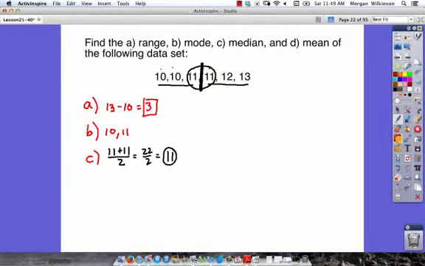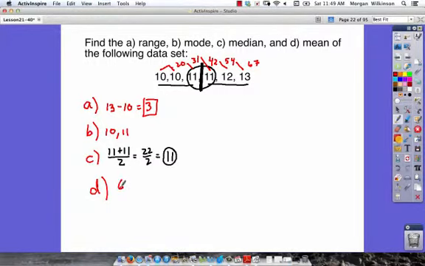For the mean of this data set, problem D, let's go ahead and add up top. We've got 10 and 10, that's 20. We've got 20 and 11, well 20 plus 11, that's going to give us 31. We've got 31 and 11, that's going to give us 42. 42 and 12, it's going to give us 54. 54 and 13, we've got 67.